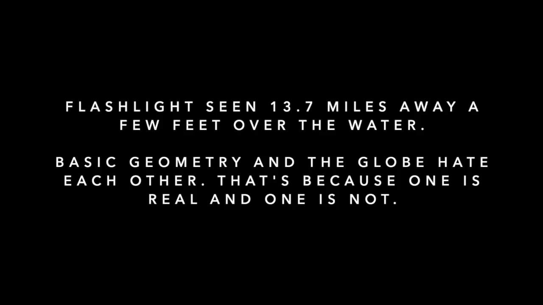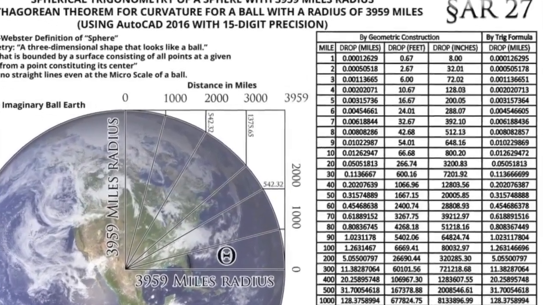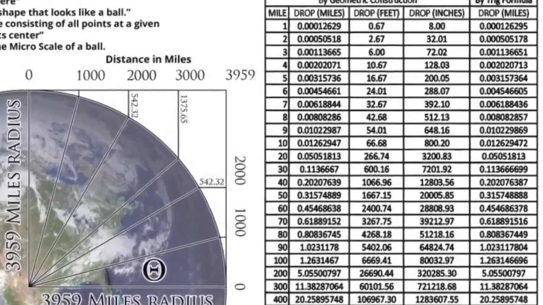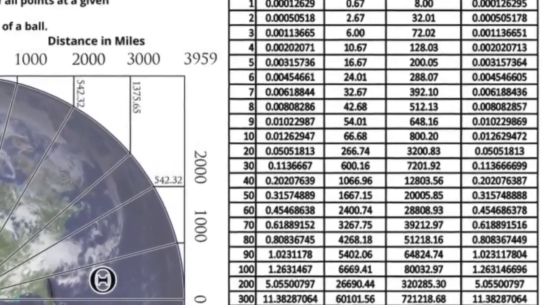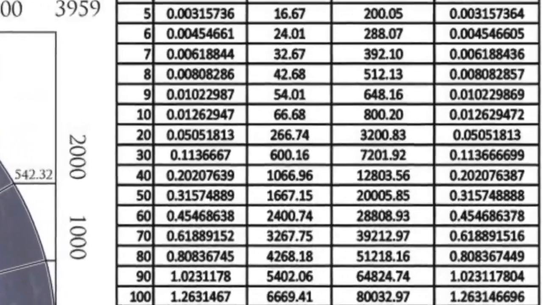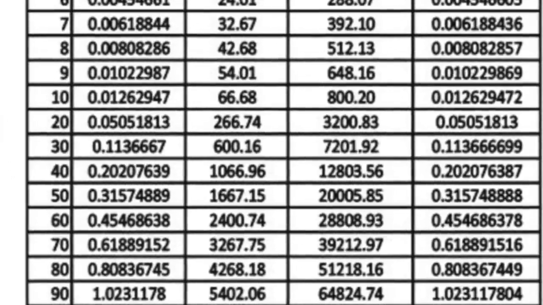Basic geometry and the globe hate each other. And that's because one is real and one is not. Basic geometry remains the same. The curvature of the Earth is something that we can now test and see for ourselves. It does not exist. Even the most gracious refraction calculations on the most globe-defending sites cannot even come close to accounting for the amount of curvature that is missing in this experiment.